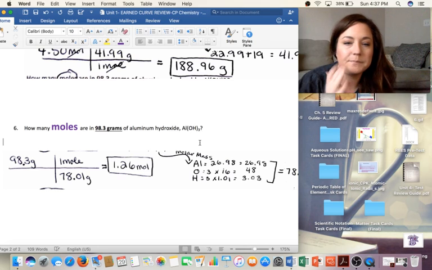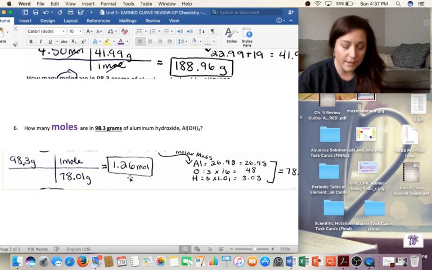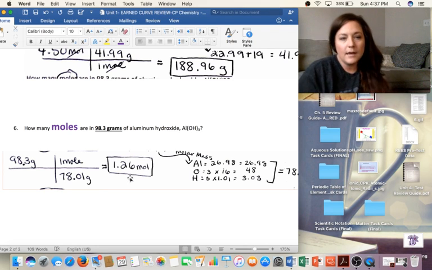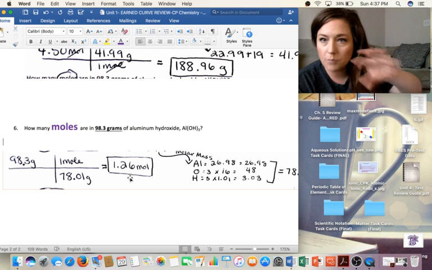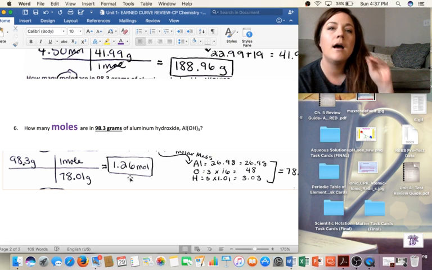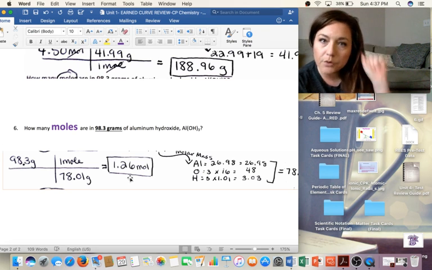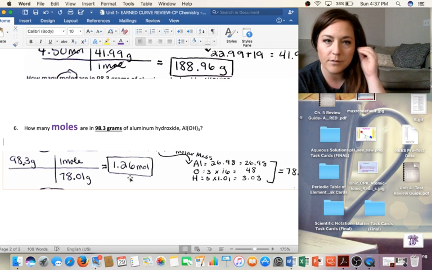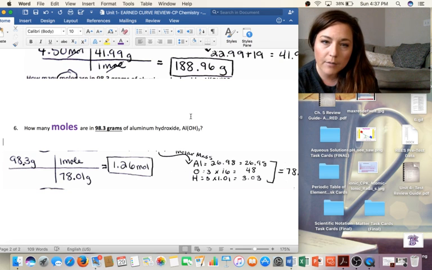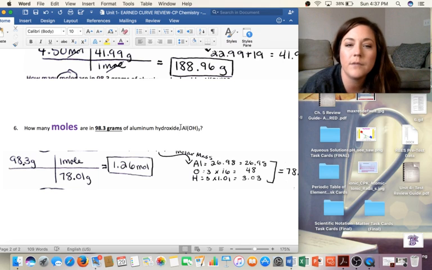All right, so when I look at this, the fact that I see the words mole and gram, I should automatically go, boom, molar mass. I need to find the molar mass. And your chemical formula is here: aluminum, oxygen, and hydrogen. So I have 1 aluminum, so I can just write the number straight from the periodic table. That's going to be 26.98.